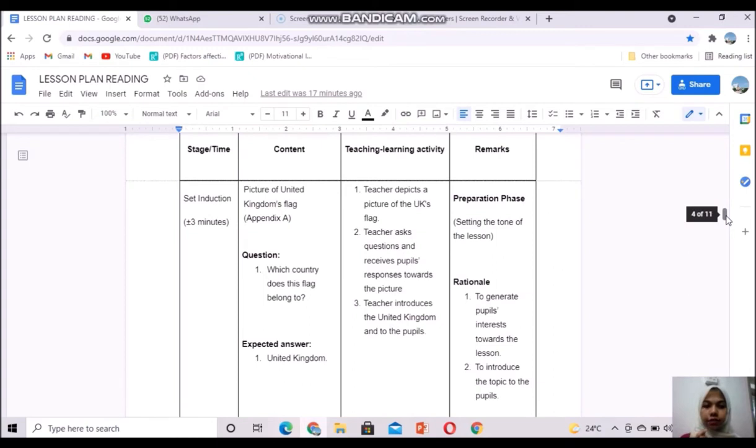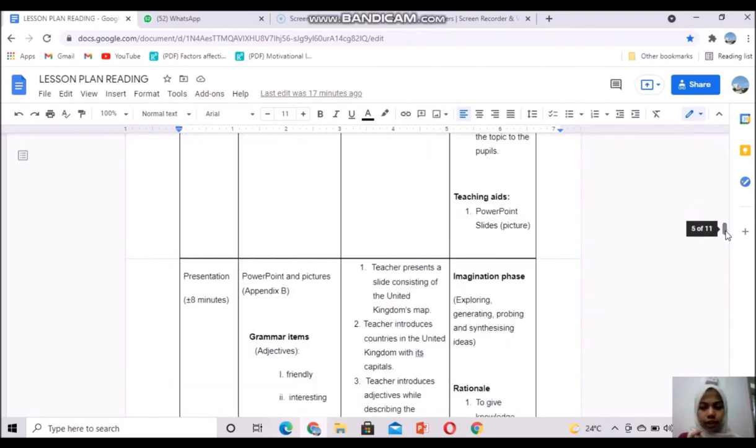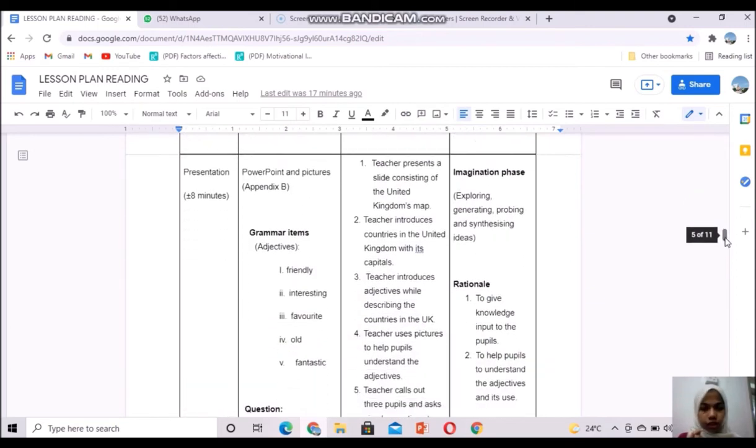Okay, so here is the first stage of our lesson, which is set induction. In this stage, we are going to show them the flag of the United Kingdom, and we are going to get their response about which country this flag belongs to. And then this is going to be a very short session. We're going to go to the second stage, which is the presentation stage.